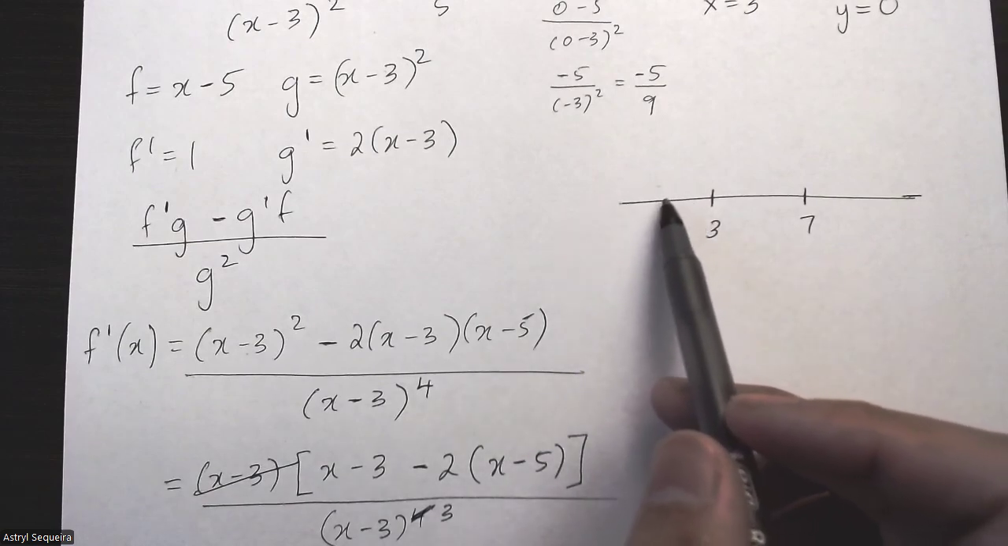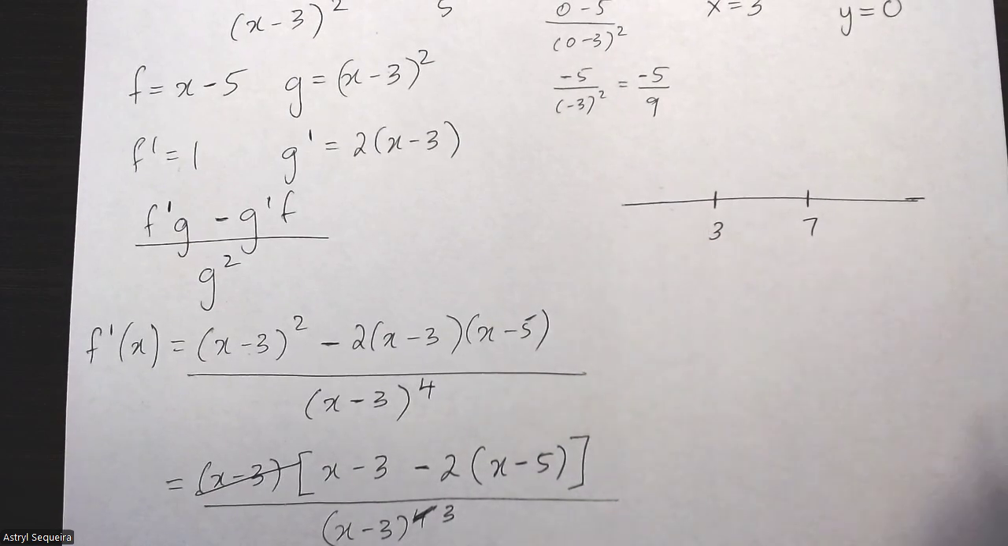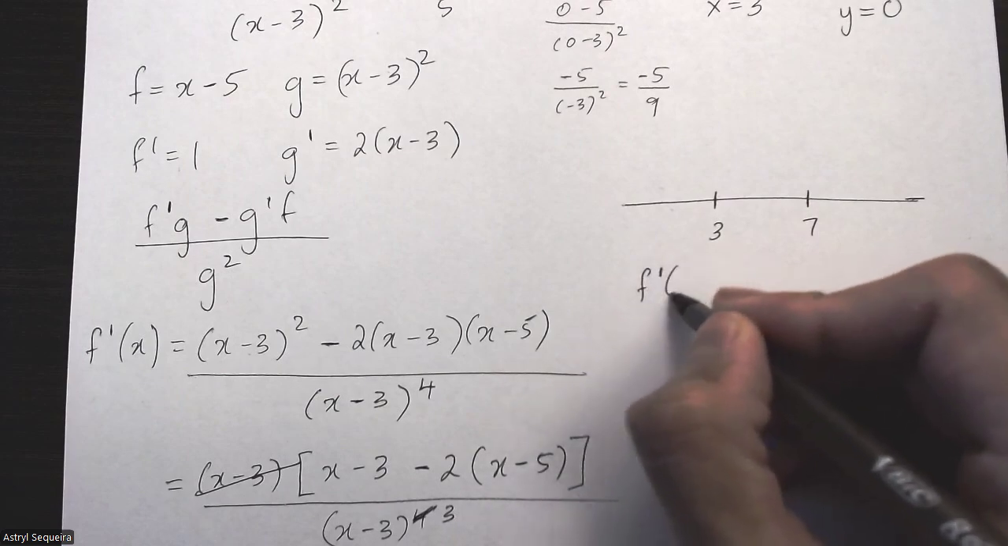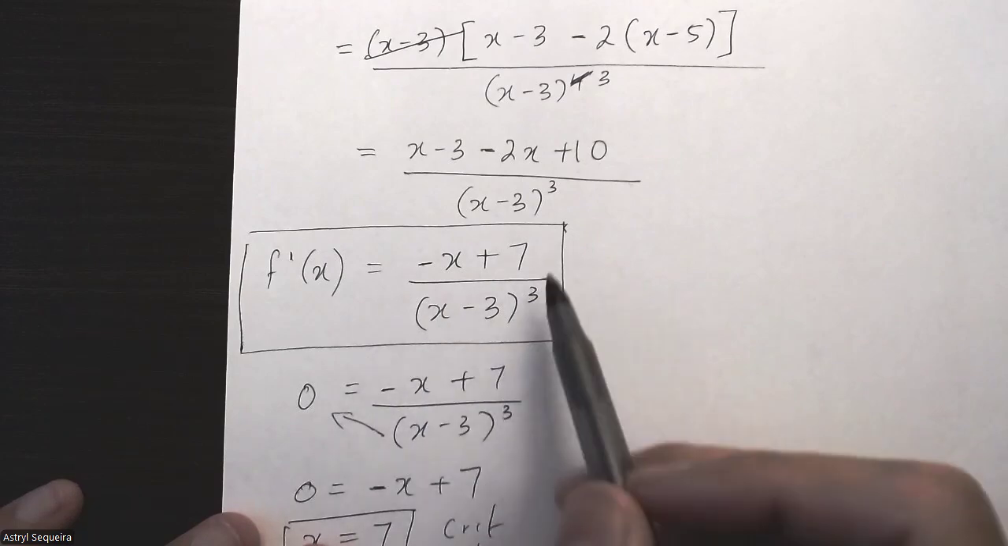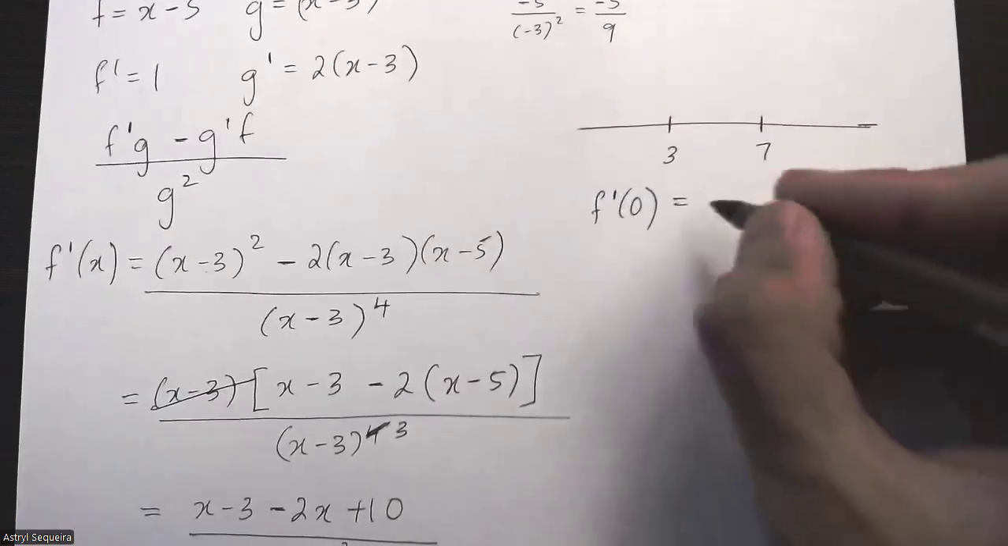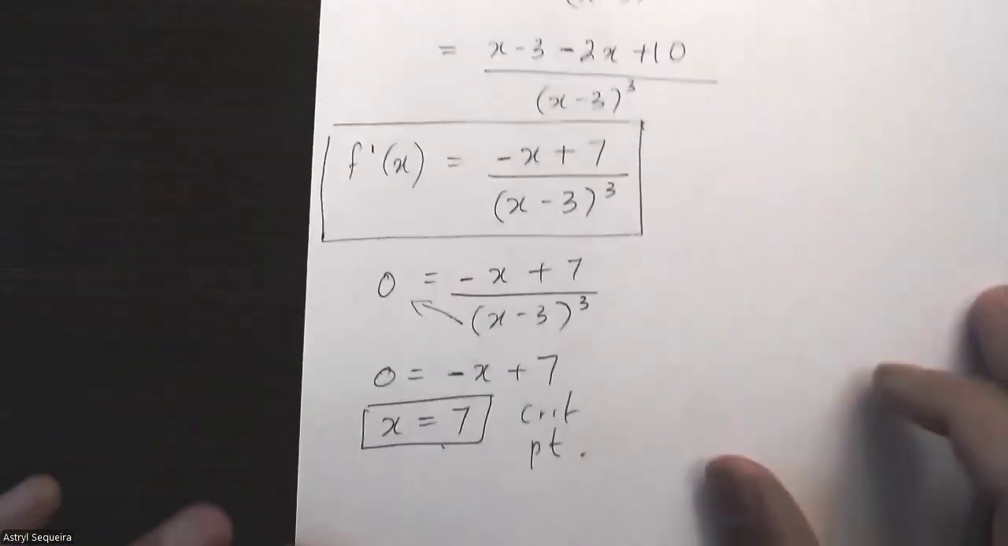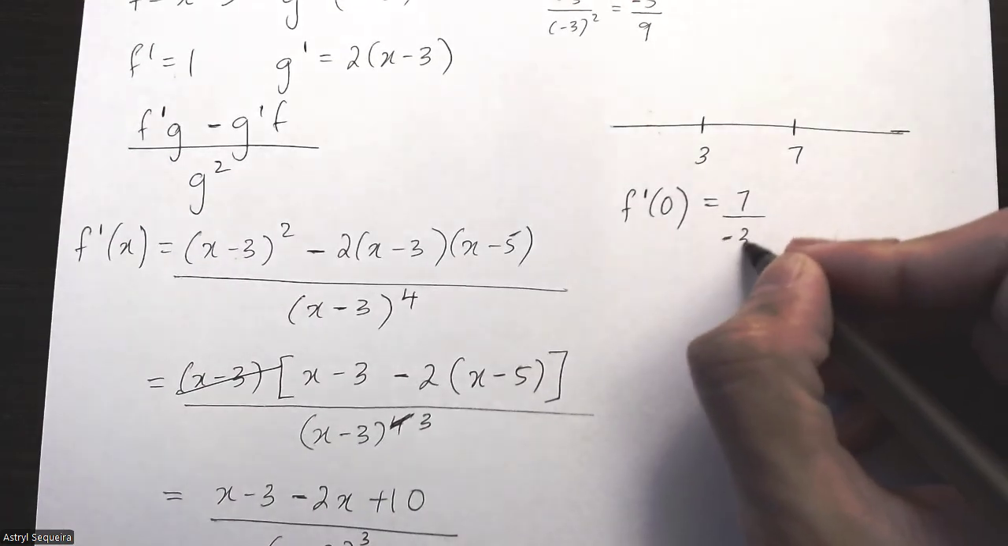I'll start with the interval on the left over here. I'll just pick a 0 over there. So f prime of 0, I'm just subbing in 0 into this equation. So on the top, I'll just get 7. And on the bottom, I'll get negative 3 cubed.